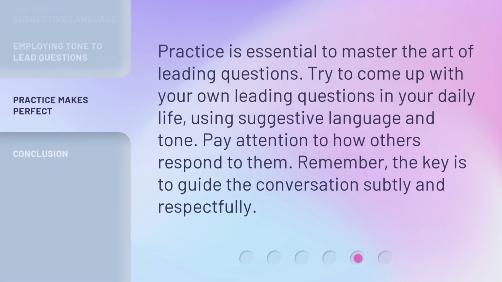Practice is essential to master the art of leading questions. Try to come up with your own leading questions in your daily life, using suggestive language and tone. Pay attention to how others respond to them. Remember, the key is to guide the conversation subtly and respectfully.